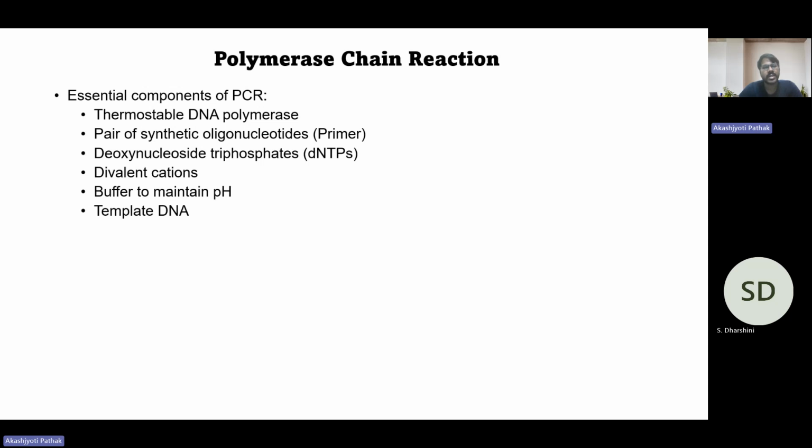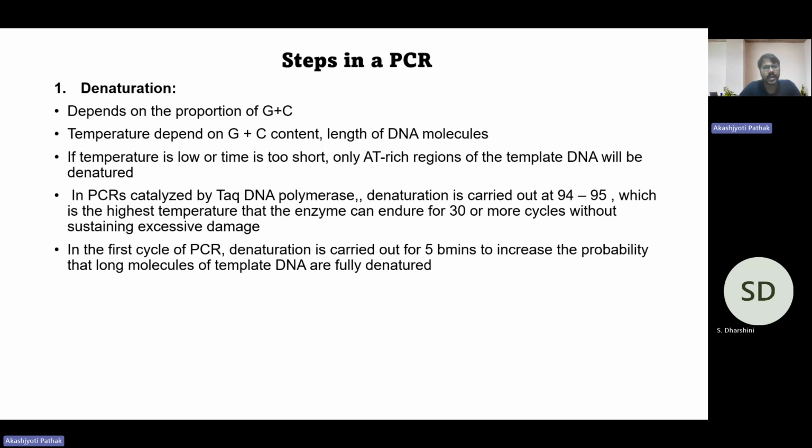So what are the essential components? You require a thermostable DNA polymerase, which is mostly Taq polymerase. Then you require primers and dNTPs. You require buffer to maintain the pH. Buffer will also have cofactors, divalent cations, mainly magnesium, Mg2+, and you require template DNA. Now let's see the steps one by one. In denaturation, what happens?